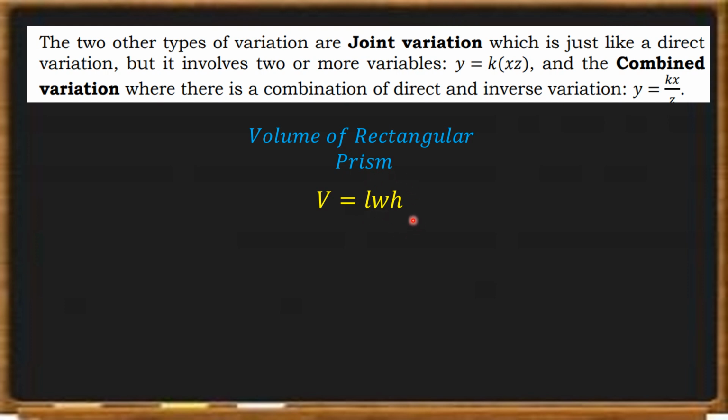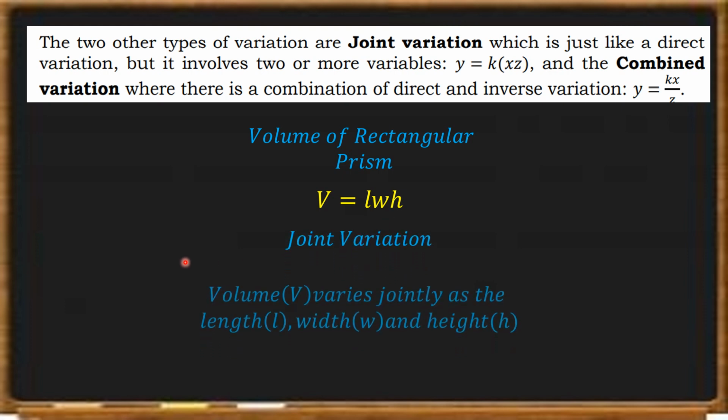So, tatlong variable na to kasi 2 or more eh. Kanina, X and Z lang, dalawa. So, dito, varies jointly na siya sa tatlo, as long as multiplication yung tatlo na yan. Joint variation pa rin yan. Okay, so this is joint variation in statement.